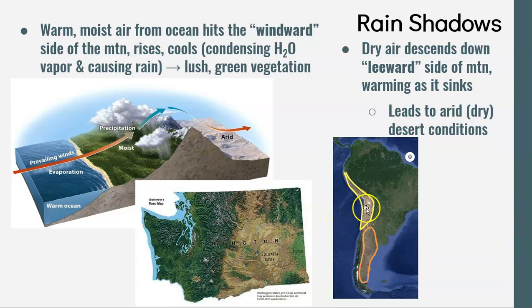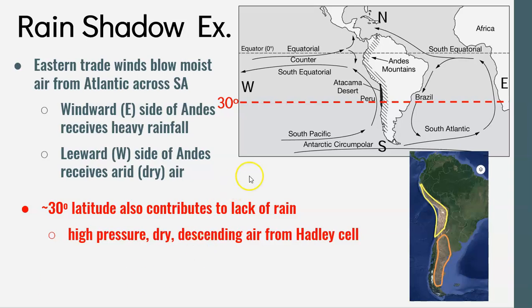This is another interesting one. Let's look at this one in more detail. Notice that in South America, on this side, the rain is coming from this direction, but here the rain is coming from this direction. Well, how can that be? This is a great example of the rain shadow effect.